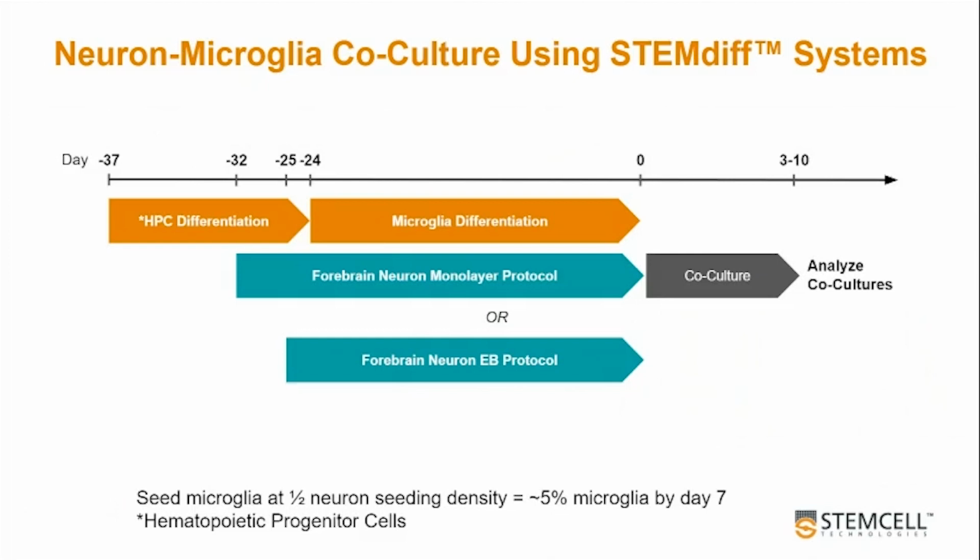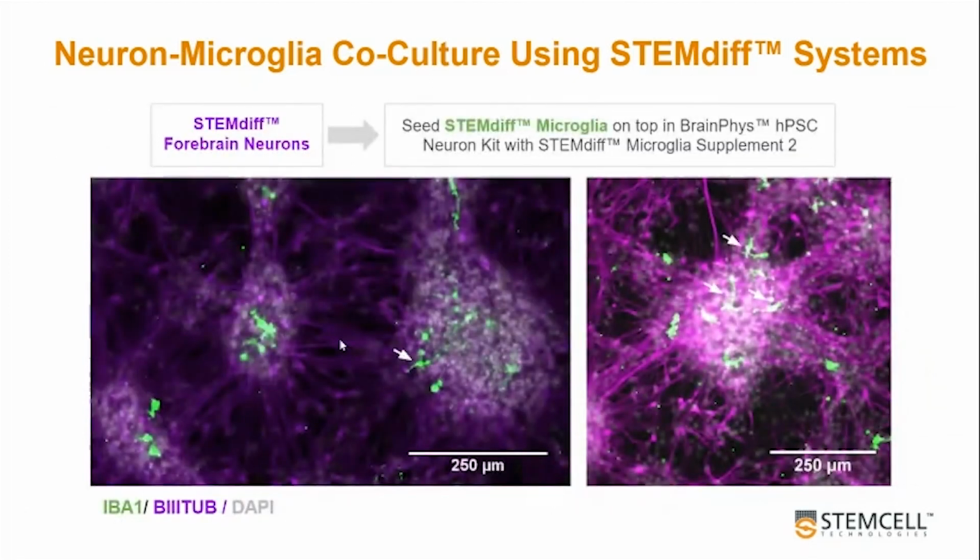This is the workflow of neuron-microglia co-culture using our products. It's also very straightforward and easy to set up. Our tests showed that the forebrain neurons and microglia can be cultured together with modified BrainPhys neural medium. Here we use IBA1 to stain microglia and TUJ1 for the neurons.